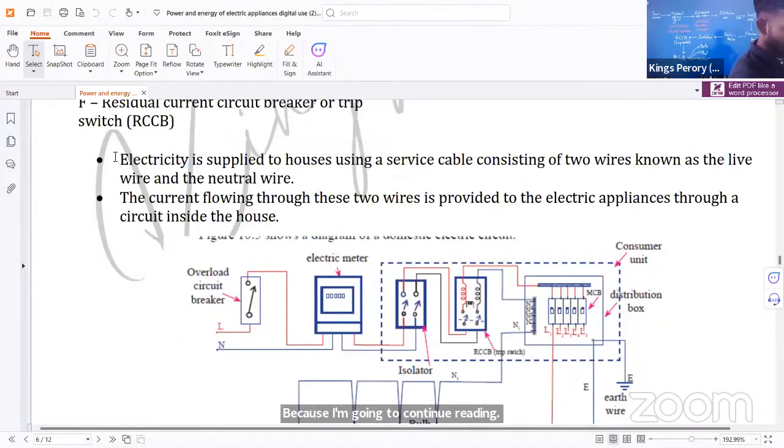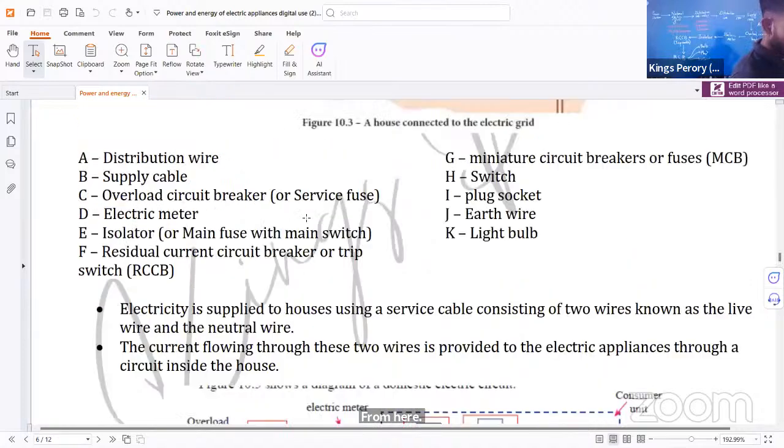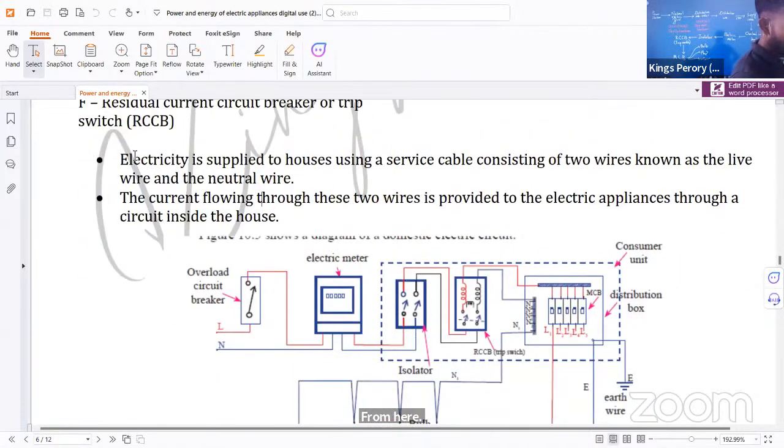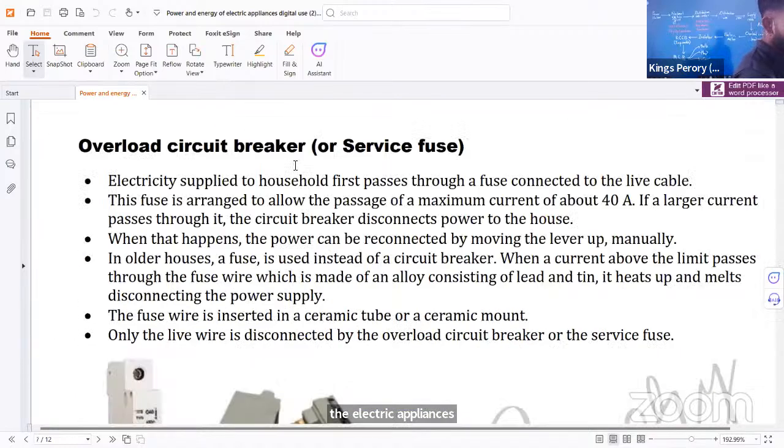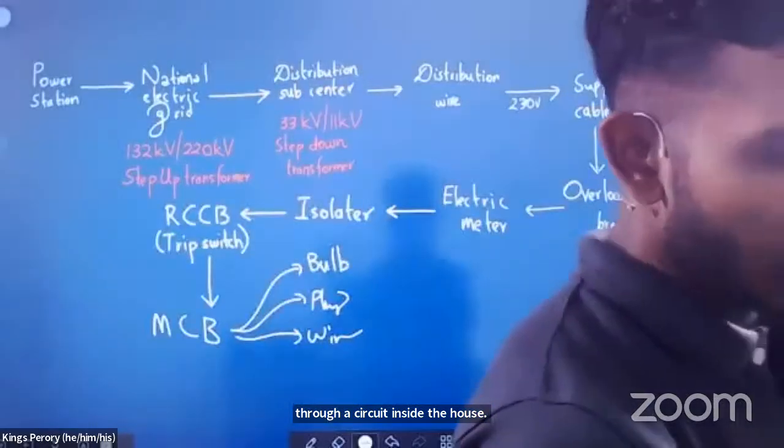Sure, do I have to read the overload circuit breaker part? Read the part on electricity supply to houses. Electricity is supplied to houses using a service cable consisting of two wires known as the live wire and the neutral wire. The current flow through those two wires is provided to the electric appliances through a circuit inside the house. Right. Now I'll explain about each one of them.